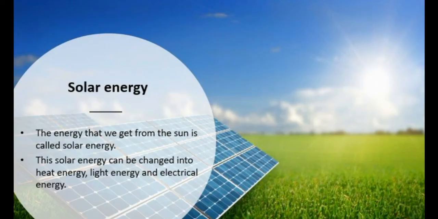Next is solar energy. The energy that we get from the sun is called solar energy. Solar energy is the most readily available source of energy. It is the most important source of energy because it is non-polluting. We hang our clothes outside to dry in the sun. We also use solar energy when we fit solar panels, which can produce electricity for us.